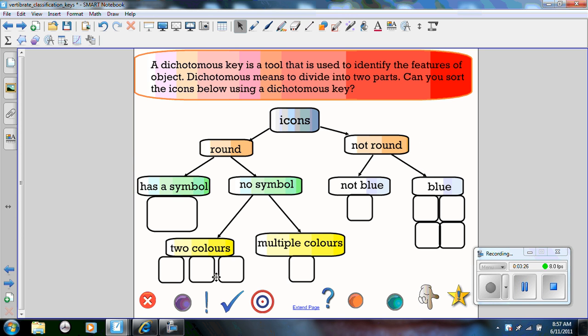This one here, you're actually looking at a dichotomous key. So for example, the icons, it's not round and it's not blue. So an icon that's not round and not blue. An icon that's not round and it is blue. So you can see students follow through and drag the objects up.